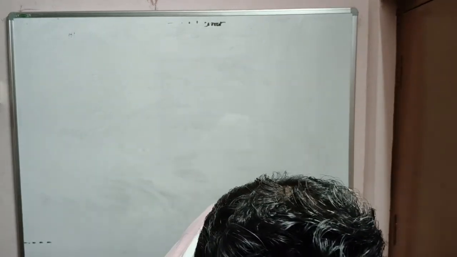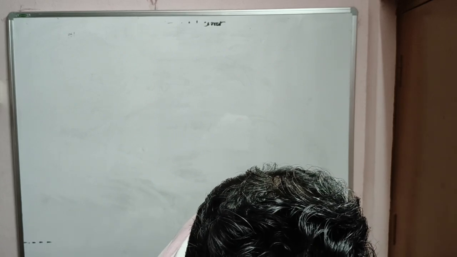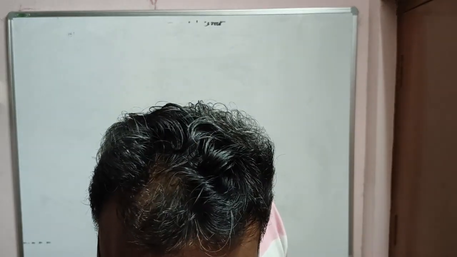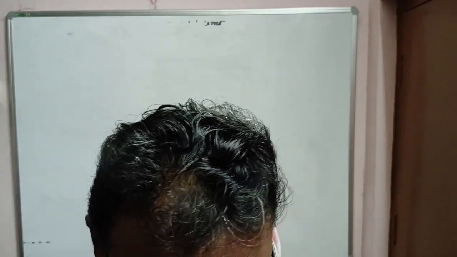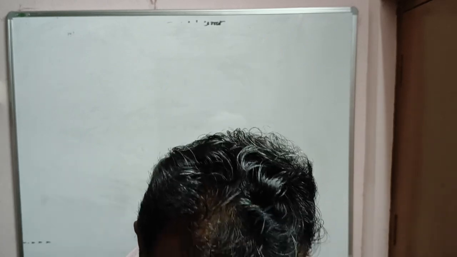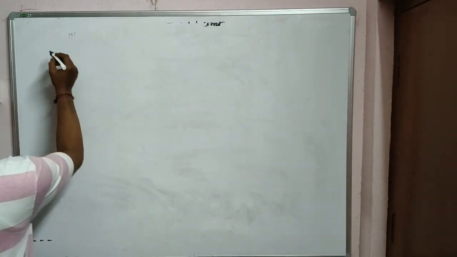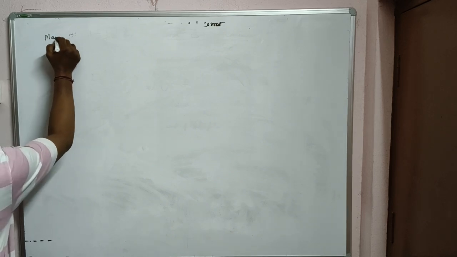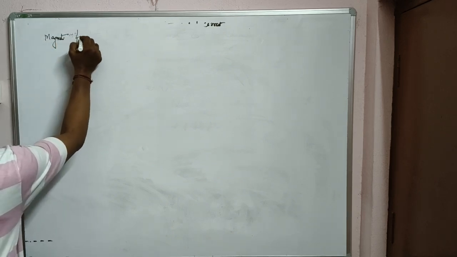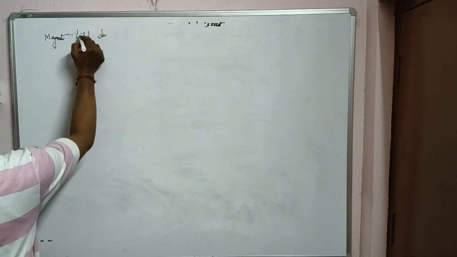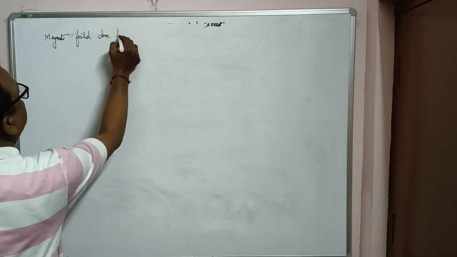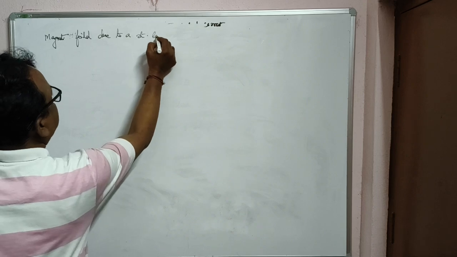Already I have shown you the diagram of the lines of force, north and south. Next one, magnetic field through a straight conductor, that also we'll discuss. Next one, magnetic field due to a straight conductor.